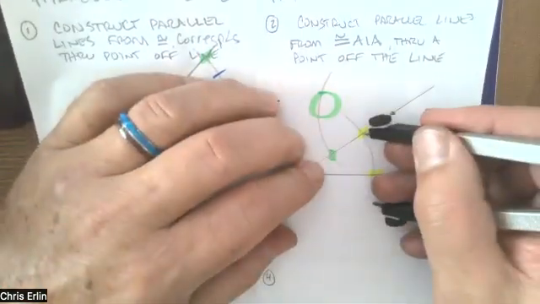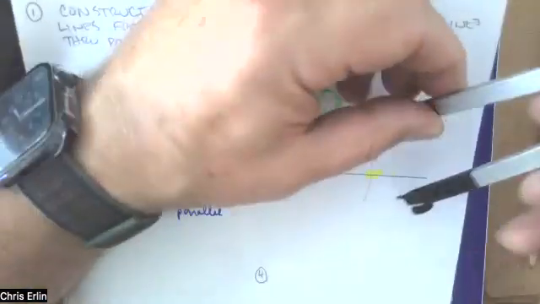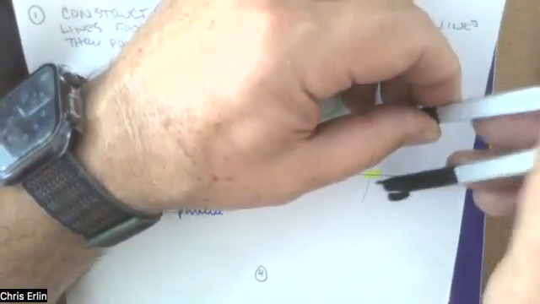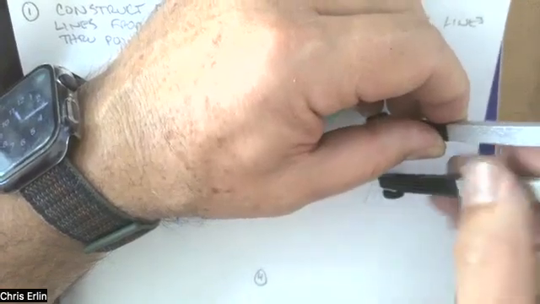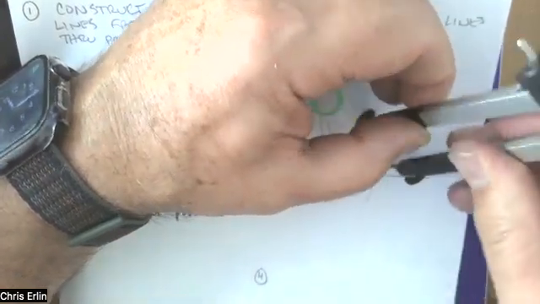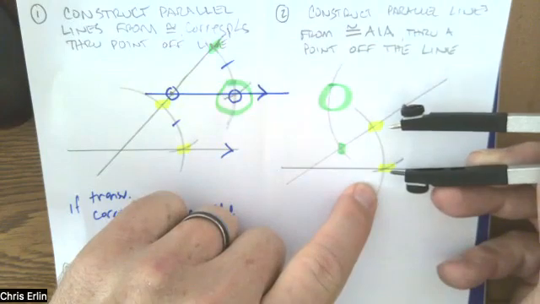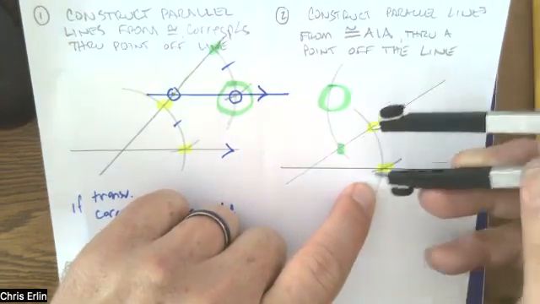So I'm going to start from my transversal here, and I'm going to adjust my compass so that it goes right through that point of intersection. And I leave a mark showing that I did that.